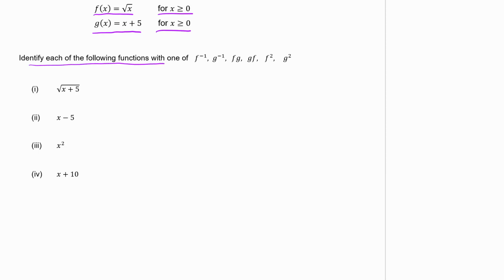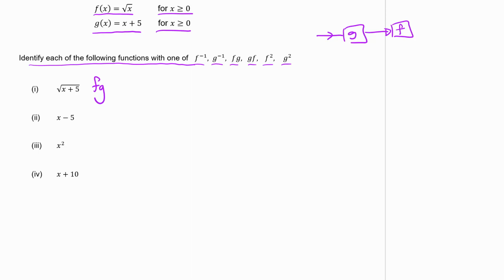Identify each of the following functions with one of the inverse of f, inverse of g, f of g, g of f, f squared, or g squared. So the square root of x plus 5 means that we must have done g first and then stuck the result into f. So that one is fg.